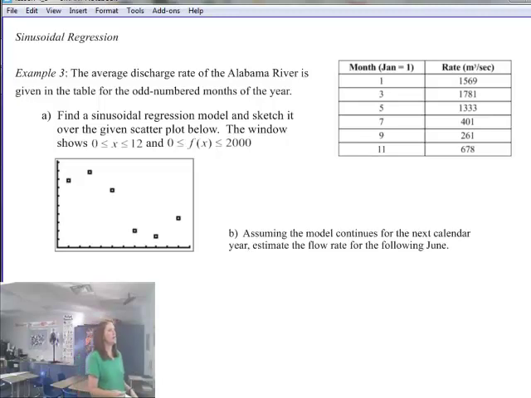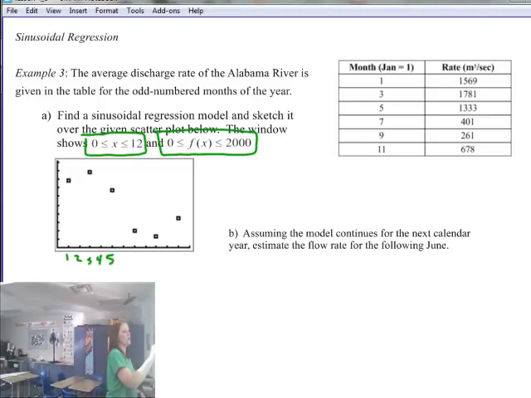And the window that I've chosen for the scatter plot is given here. It's 0 to 12 on the x, and 0 to 2000 on the y. So we're going to go 1, 2, 3, 4, 5, 6, 7, 8, 9, 10, 11, and 12. You get the idea. And then to 2000 on the y. If this is 2000 up here, then we're probably counting by 200s: 2, 4, 6, 8, yep, this would be 1,000. Okay, so there's our picture.